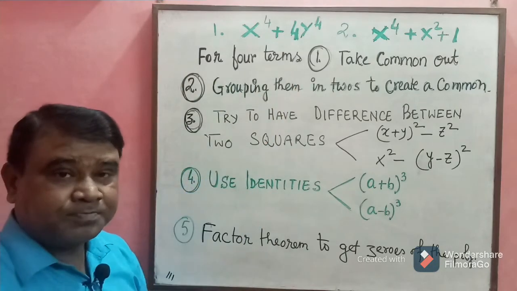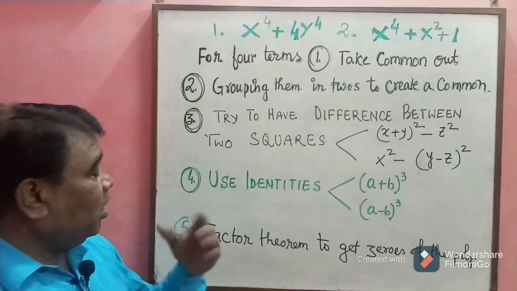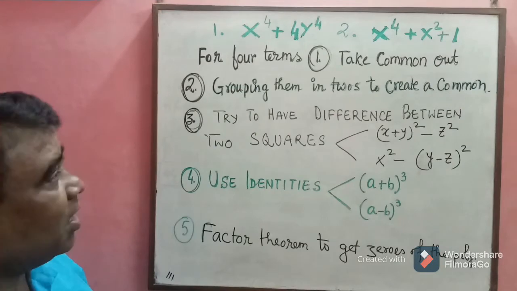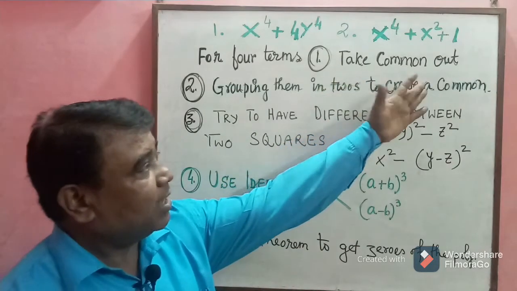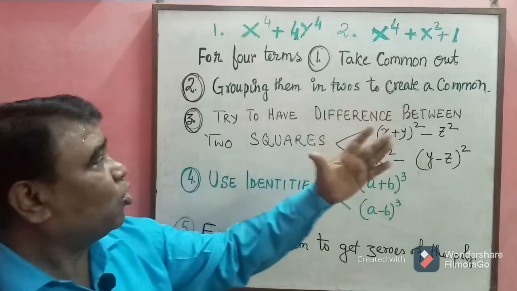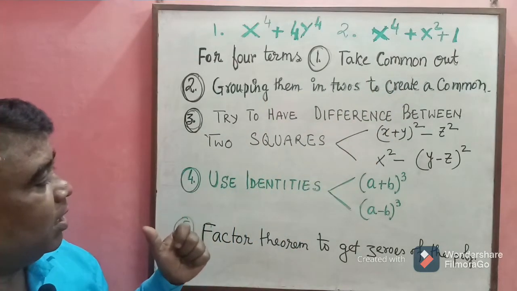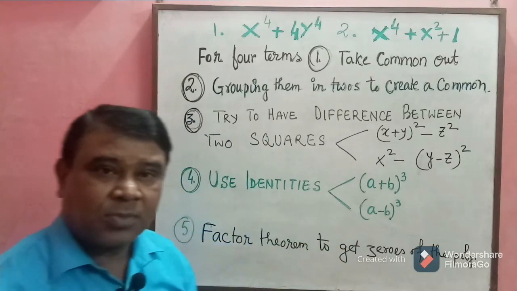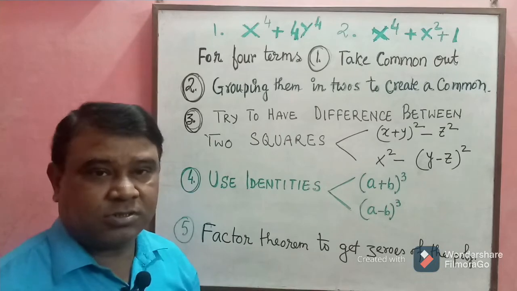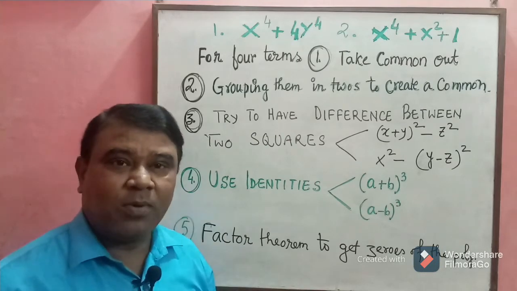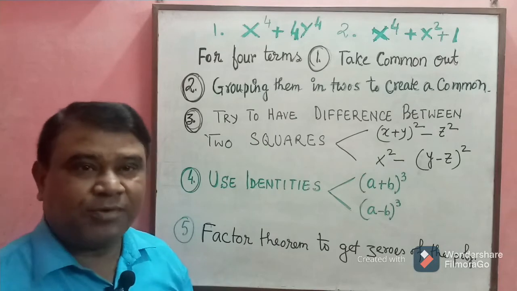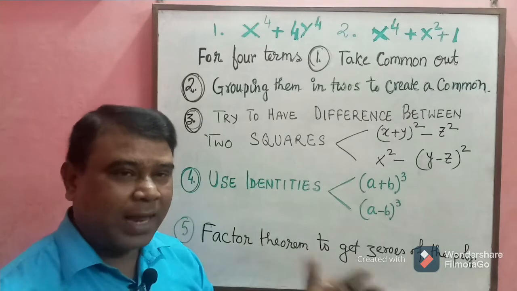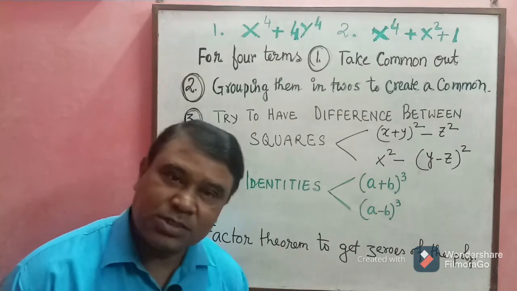For 4 terms, first method is again the same, take common out. Like if there is an expression of algebra and every term is having a common factor, so definitely we will take it out to create a bracket, and the bracket will give us the indication of factor.